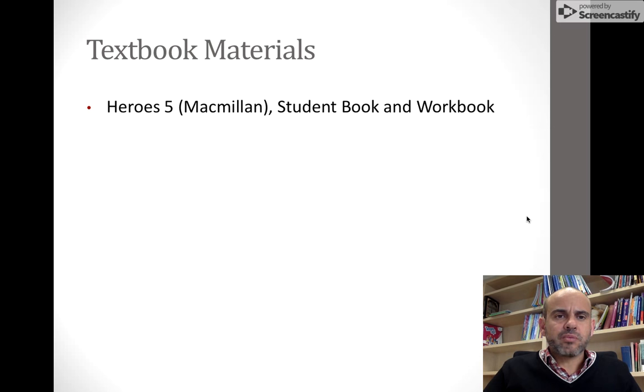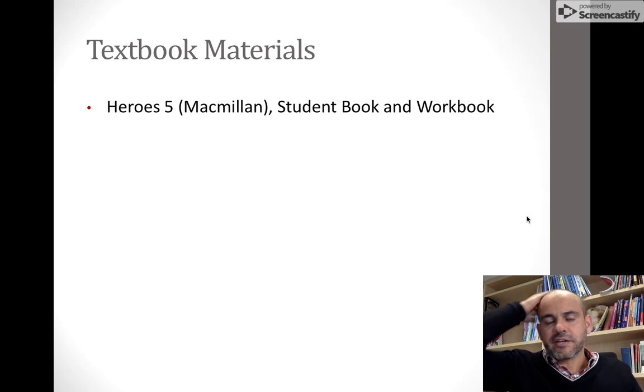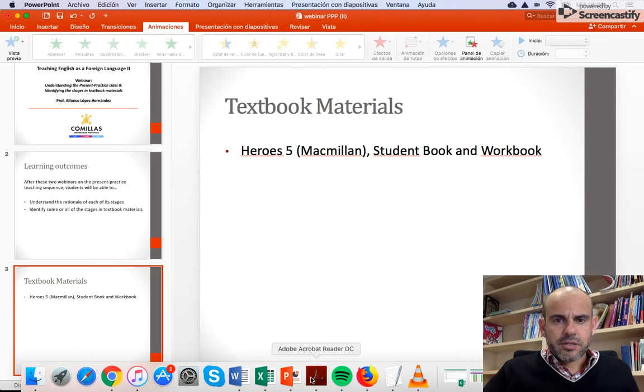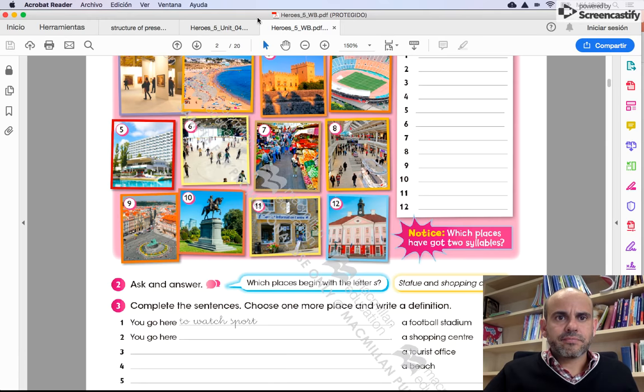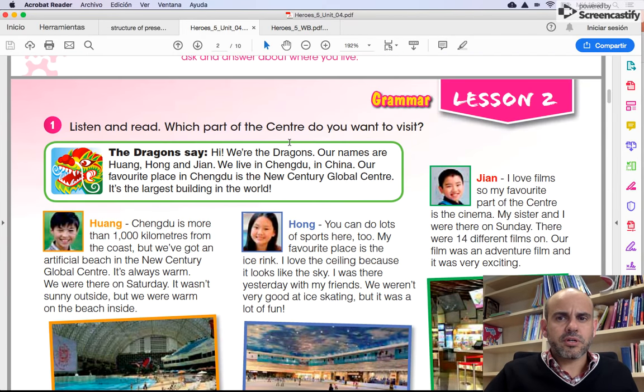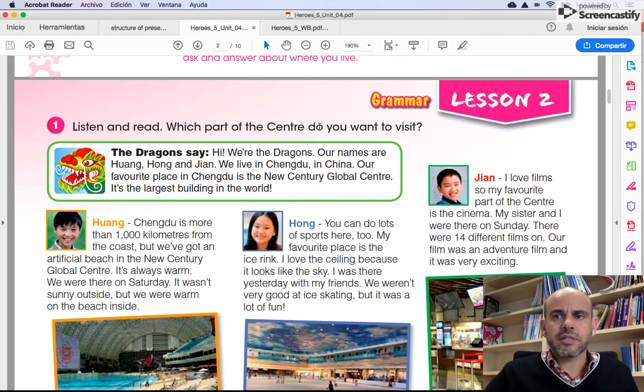More specifically, we will be looking at the textbook Heroes, published by Macmillan, and we're going to be looking at a Year 5 lesson. So we're going to open that right away. We have the student book, and then we have the workbook. Let's start with the student book.